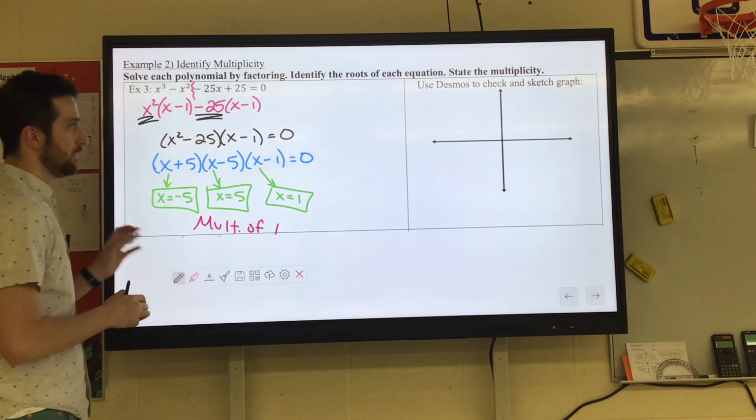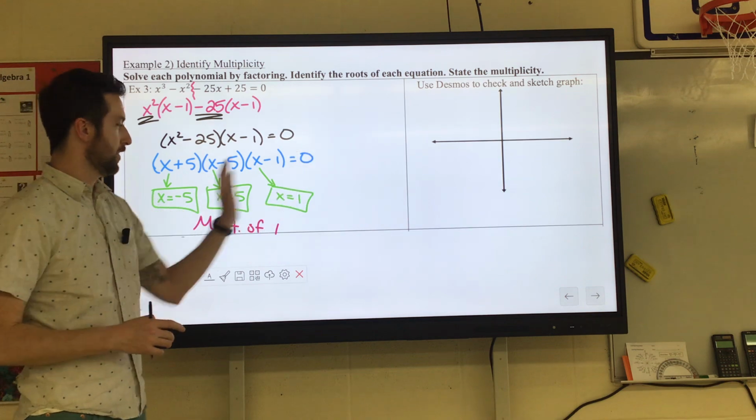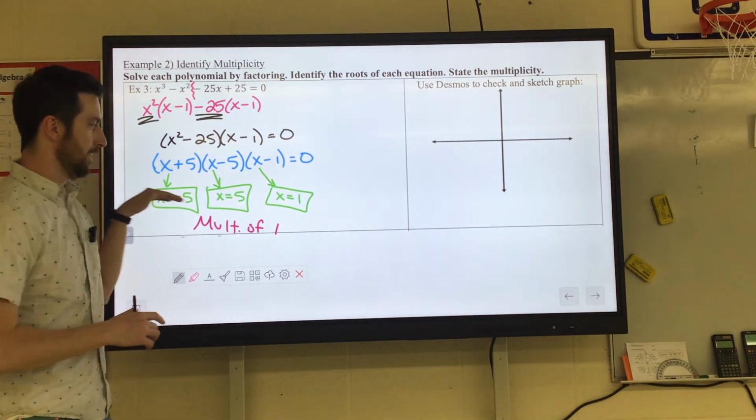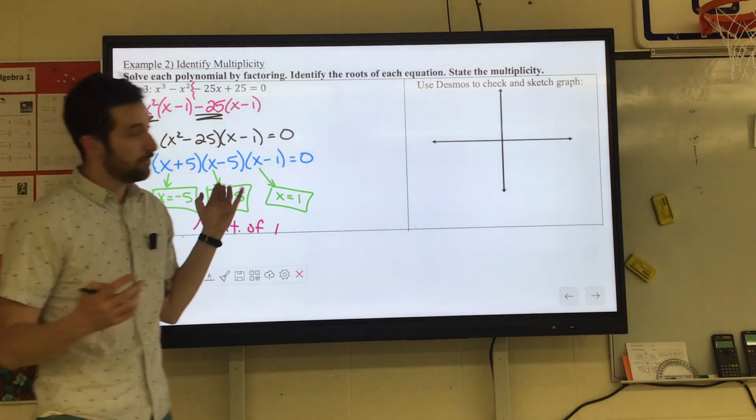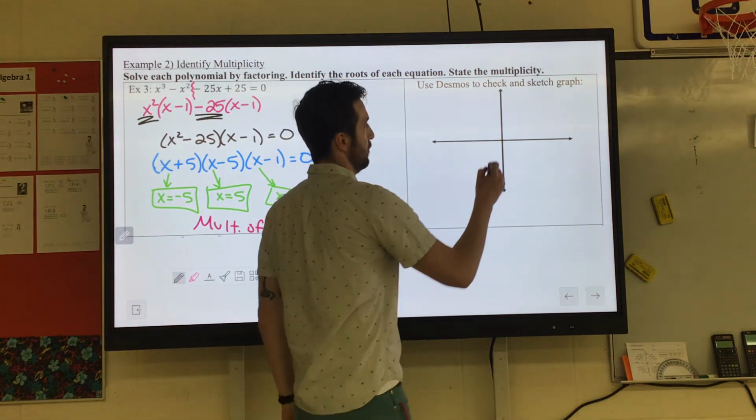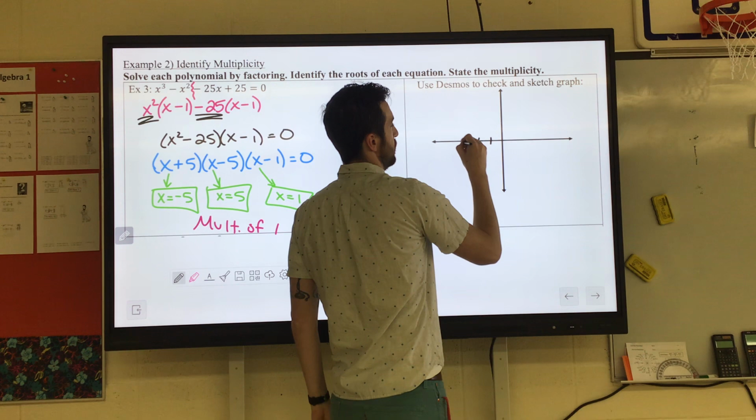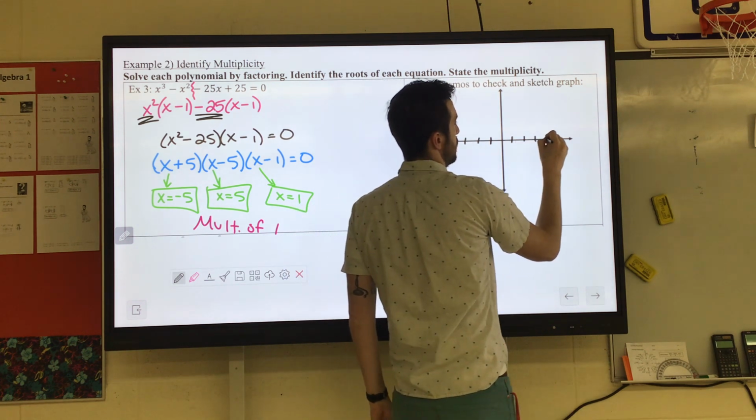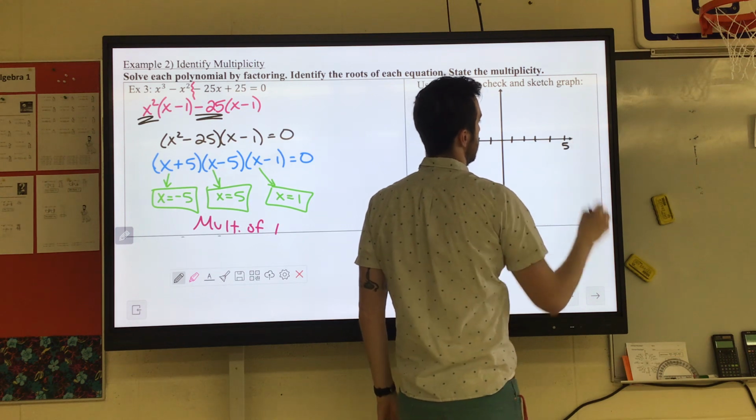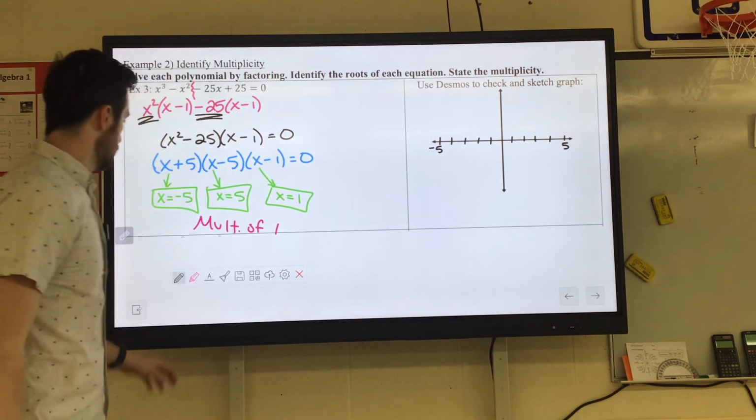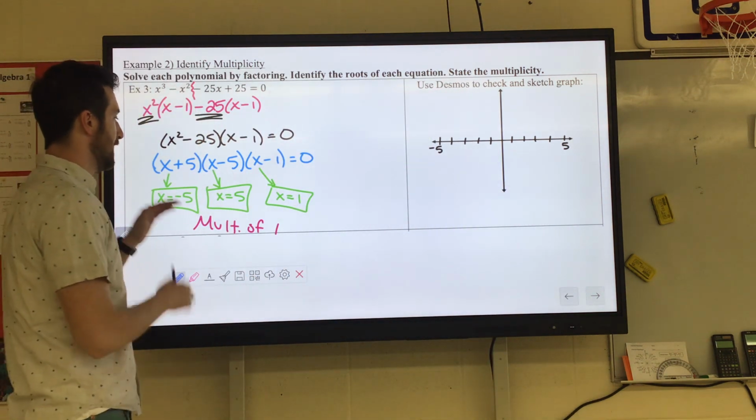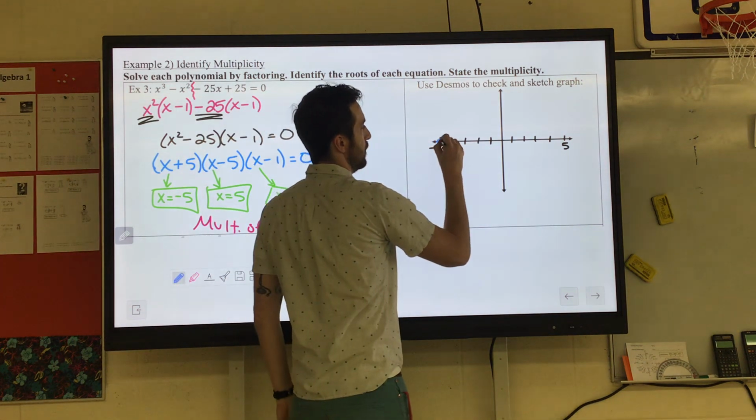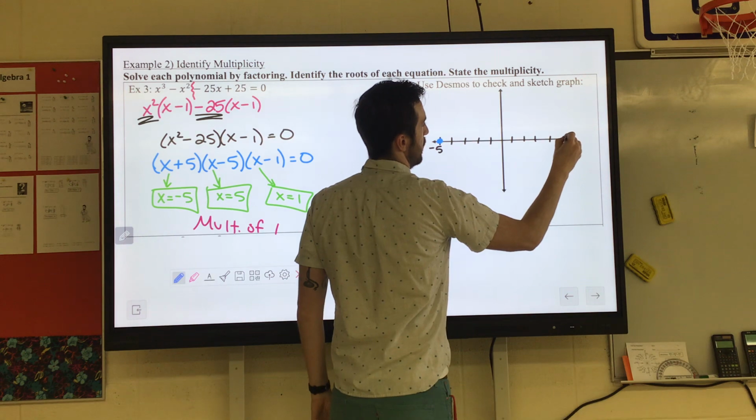So here's what I do. I make sure that my graph includes all these numbers on the x-axis, the flat one. So I got to go down to at least -5 and at least up to +5. -1, 2, 3, 4, 5. -5. 1, 2, 3, 4, 5. +5. Cool. So it's going to hit at these 3 points, -5, +5, and +1.